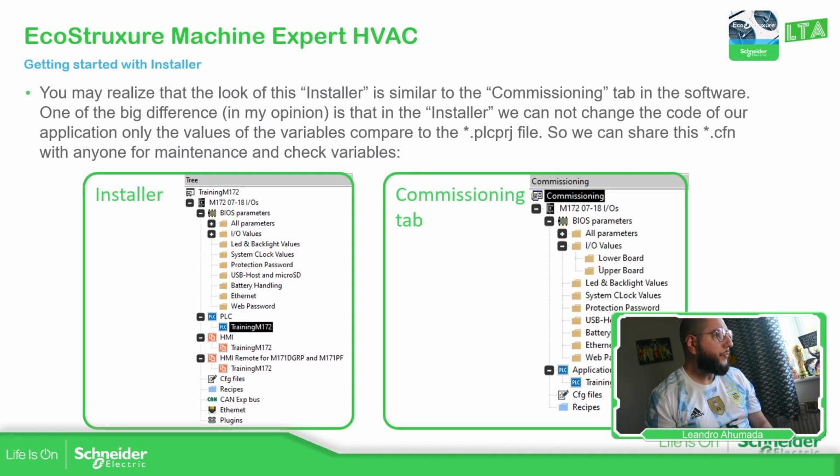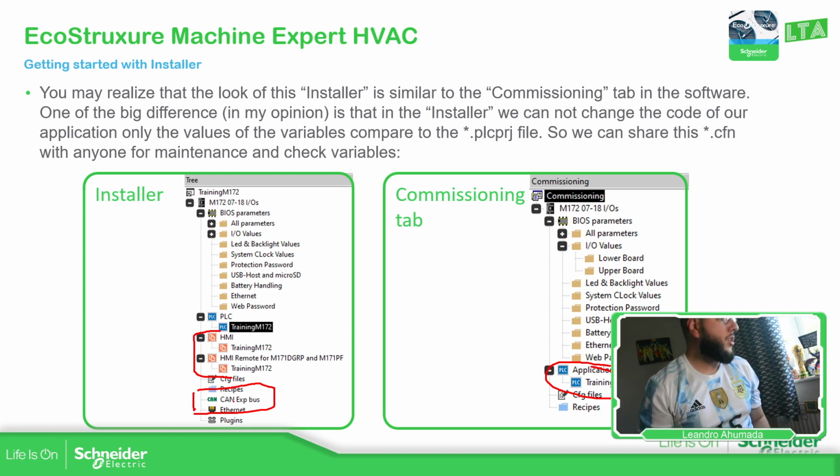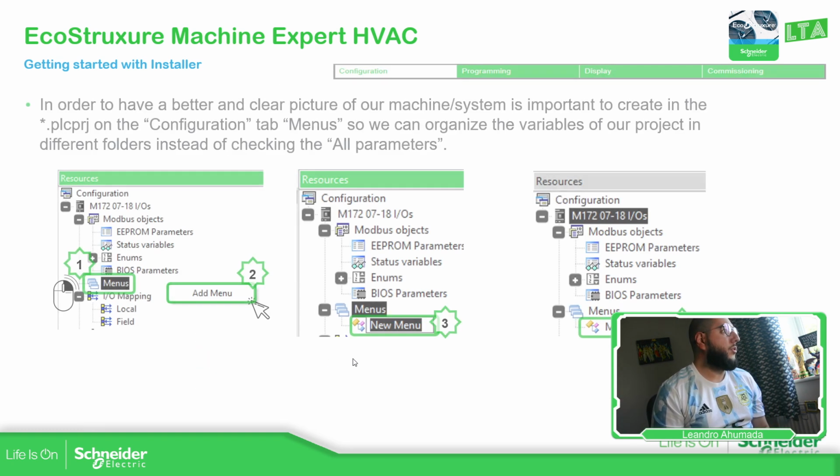So here you can see the different things that we have between the installer and the commissioning tab. Okay, so basically the installer has the part for the embedded HMI and the possibility to remote, and also the possibility to play with the CAN extension and the Ethernet, in case we want the Ethernet binding or CAN binding, but that part will be covered later. So let's continue with this.